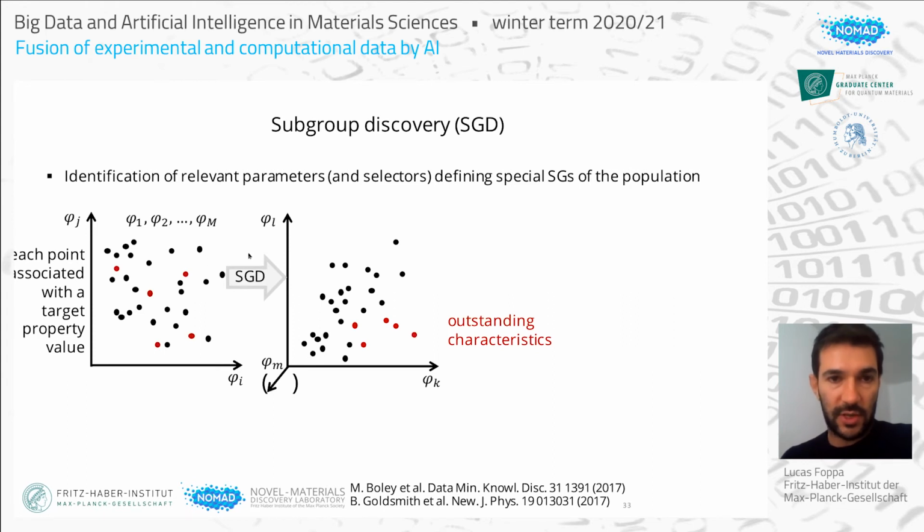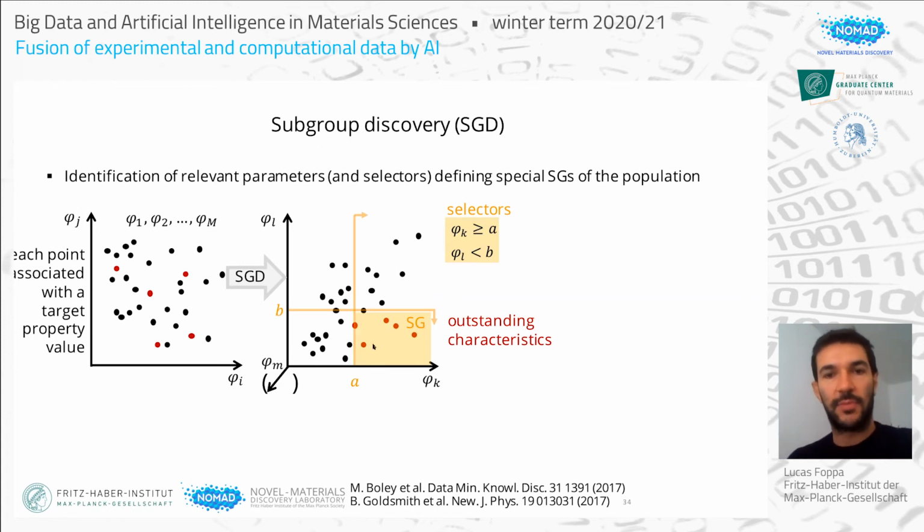We would like to use subgroup discovery to find the coordinates in which the special materials with outstanding characteristics will be separated from the rest. In principle, we don't know which coordinates these are, and subgroup discovery will find regions in this space. It will find the coordinates of these maps according to which the subgroups are defined. And we not only find these coordinates, but also these selectors I mentioned, which are the rules that define these subgroups.